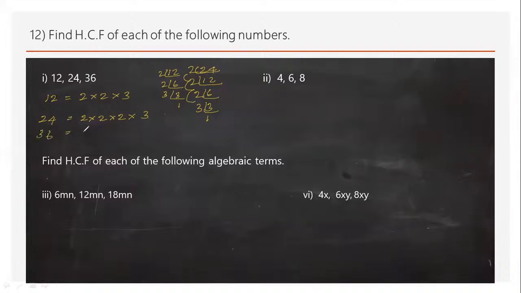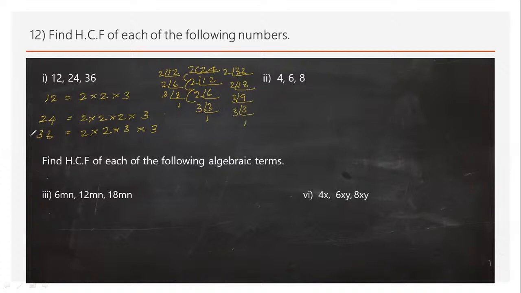36 is 2 into 2 into 3 into 3. That one also you can obtain like this. 36 divided by the smallest prime number 2, 18 divided by 2, that is 9, divided by 3, 3 divided by 3, 1.